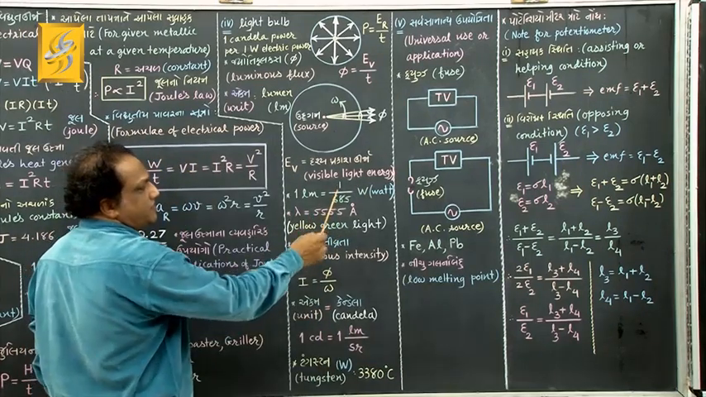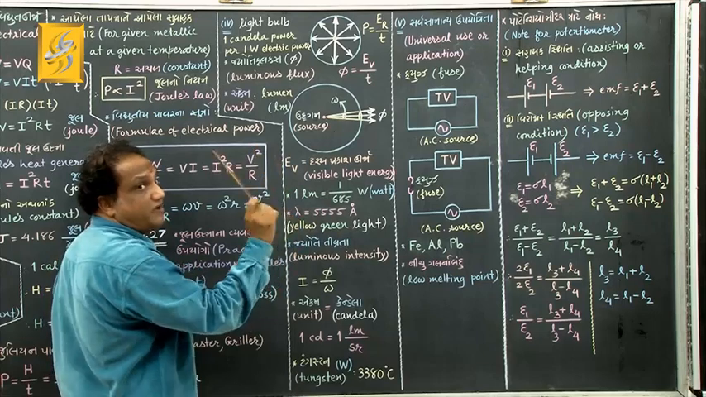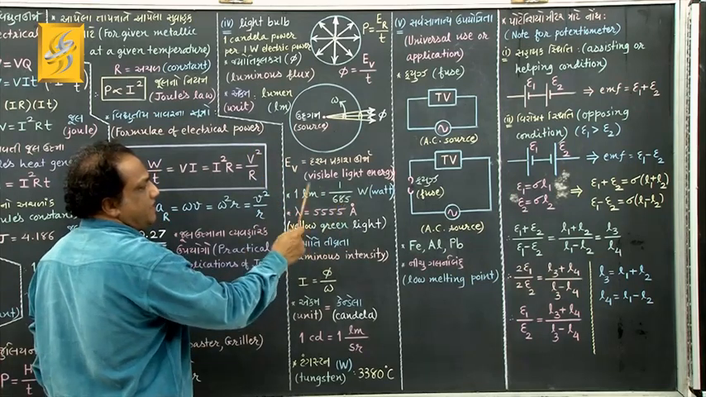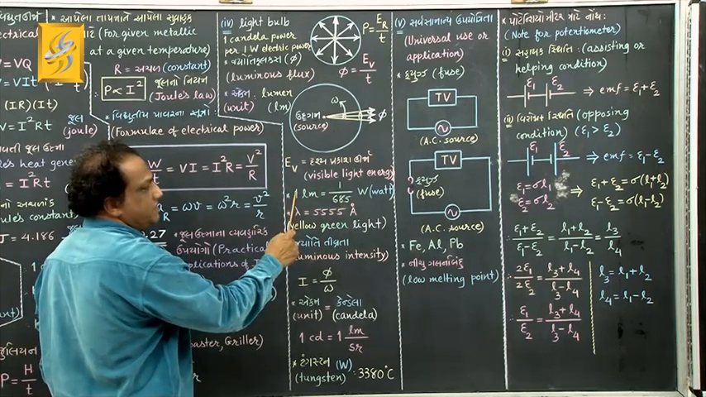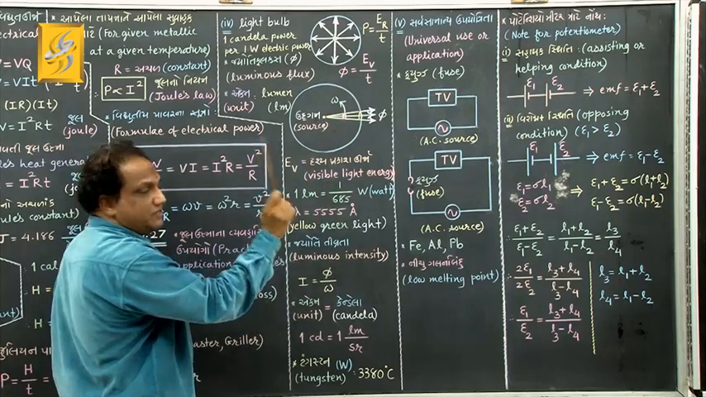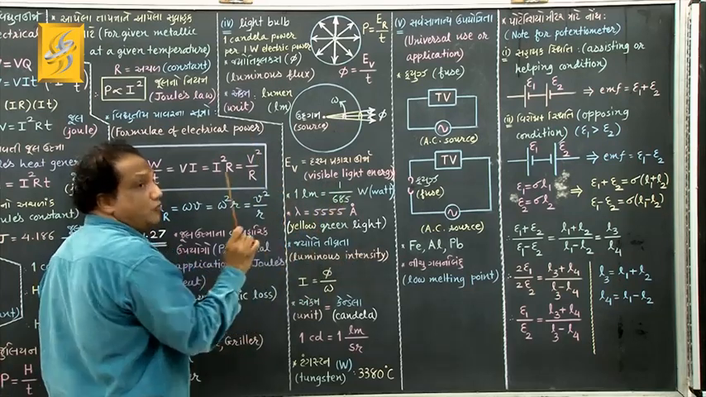Now, from here we can say 1 watt power of radiation will be equal to 685 lumen. You can transfer this here. So, 1 watt power of radiation will be equal to 685 lumen.